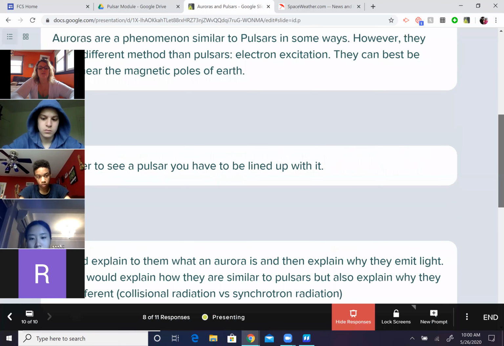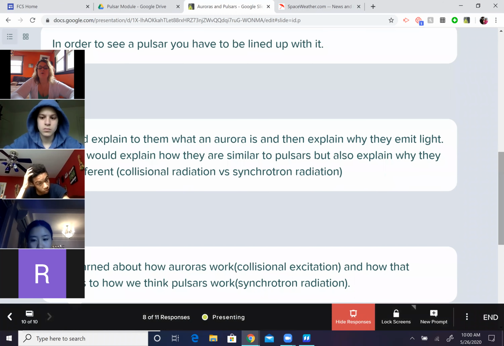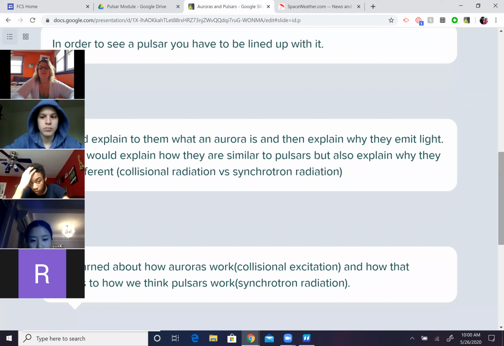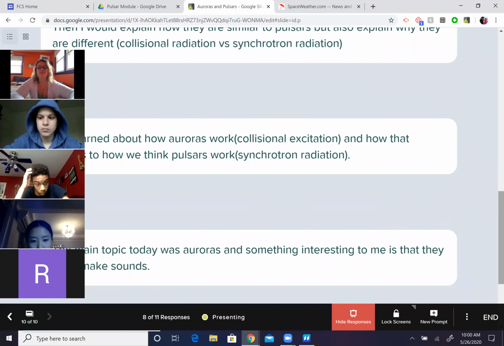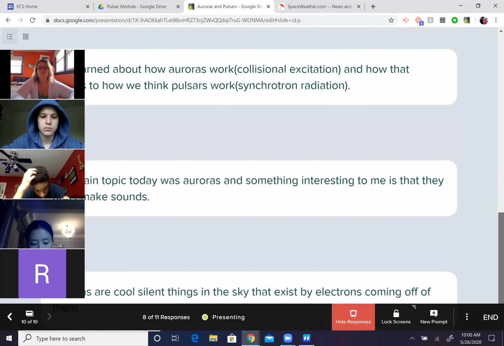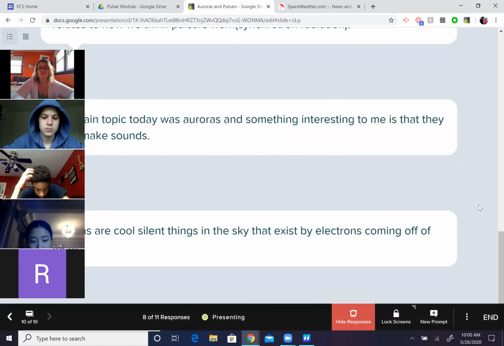Good. In order to see a pulsar, you have to be lined up with it. Yes, that is true. I would explain to them what an aurora is, and then explain why they emit light. Then I would explain how they're similar to pulsars, but also explain why they're different. Collisional radiation versus synchrotron. Good. Learned about how auroras work, collisional excitation, how that relates to how we think pulsars work, synchrotron radiation. Nice. Main topic today was auroras, and something interesting to me is they don't make sounds. Yes. Auroras are cool, silent things in the sky that exist by electrons coming off of them.